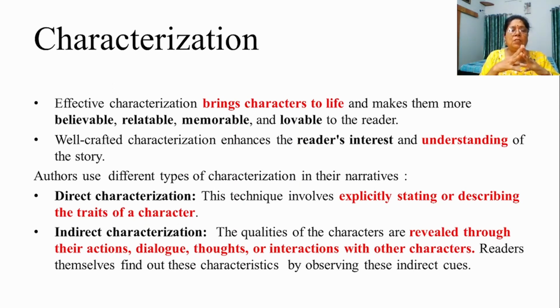Normally in the stories, if there are a number of characters, the writers use both these methods. Some of the qualities of some of the characters are revealed by the writer himself, while the qualities of other characters are either told by the different characters of the story, or the reader himself understands those qualities. So, these are the two types of characterizations which are used in the narrative, and normally the mixed kind of characterization is used by the narrators.